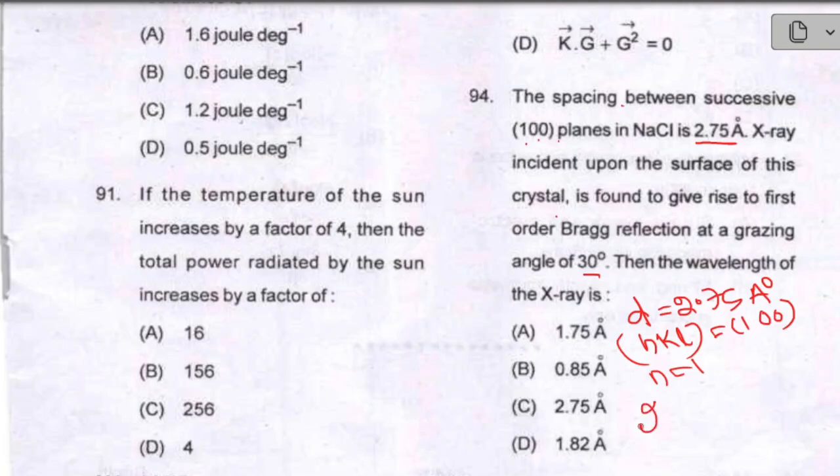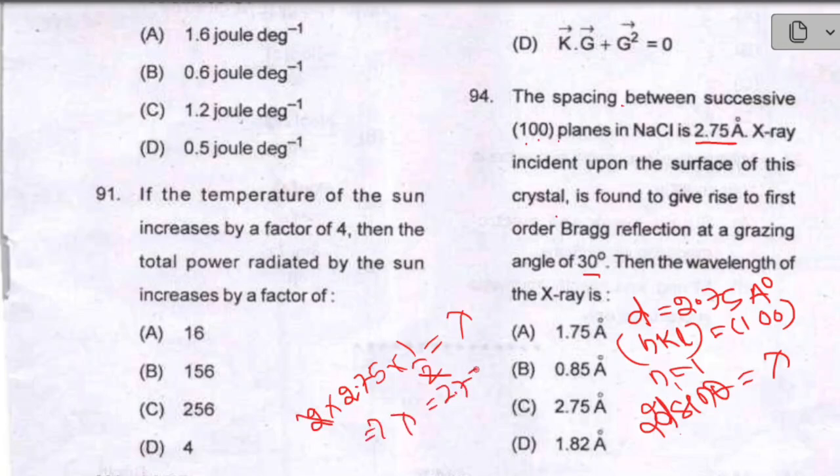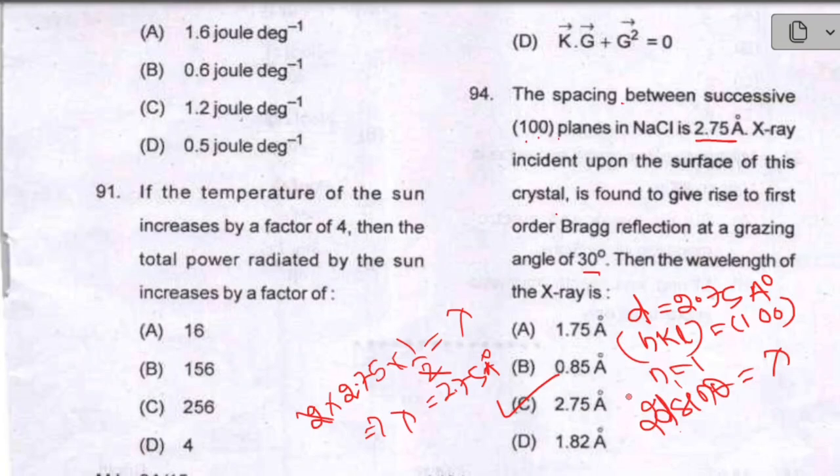Okay, so you can use this equation directly. 2d sine theta equals lambda, n is 1. So d value is given. So from here, theta is 30 degree, so sine theta will be half. So 2 into d, which is 2.75, into half equals lambda. 2 cancels. So lambda equals 2.75 Armstrong. So C is your correct option.